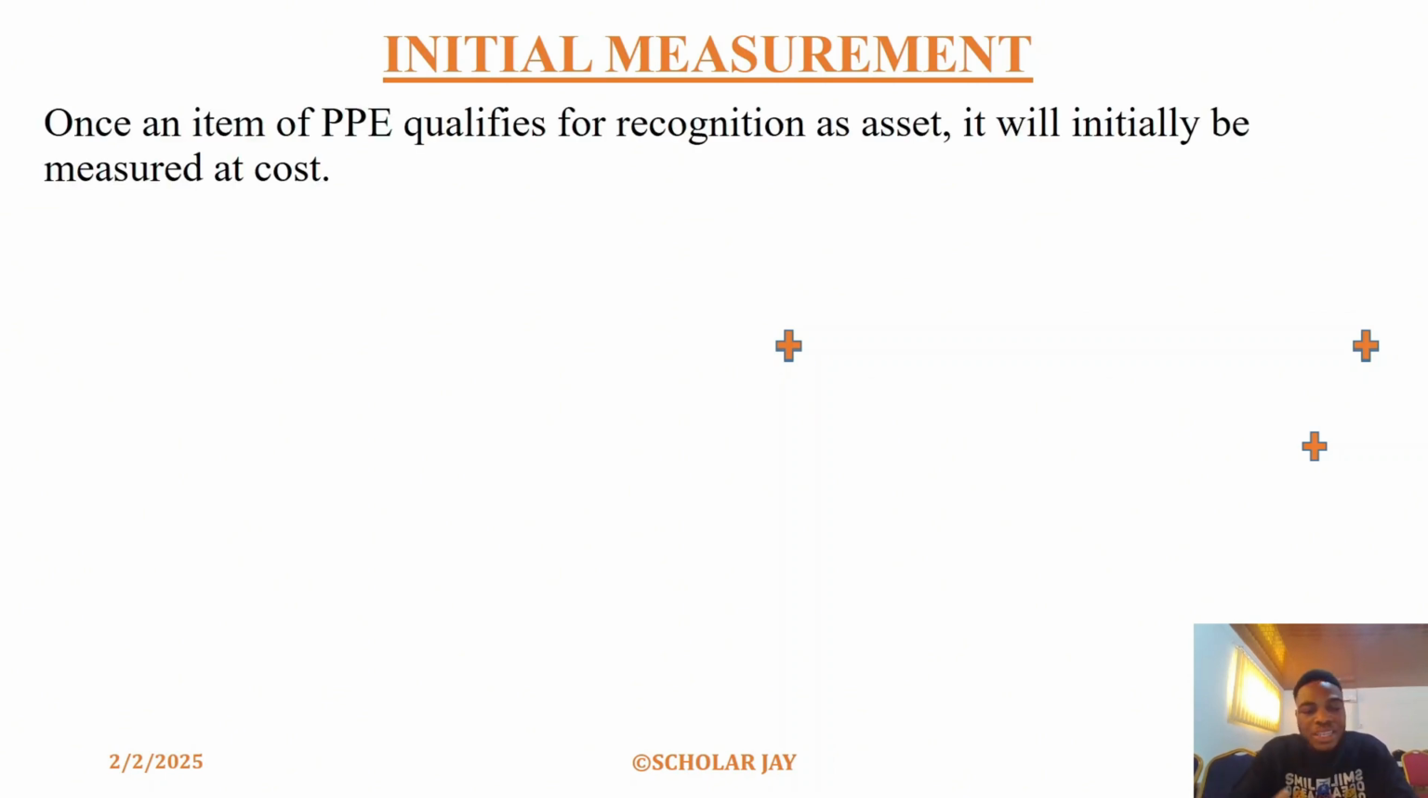We are saying that once an item of PPE qualifies for recognition as an asset, it will initially be measured at cost. That is it. So you buy an asset, you've not used the asset yet, you've not done anything with the asset. You bought it, but you want to show it in your books. You should just record the cost of the asset, right? But this cost has some components. So we are going to look at the components that go into the cost of this asset, okay?